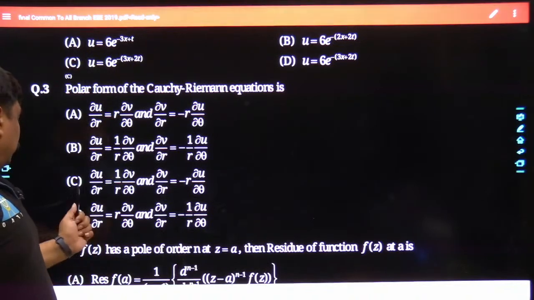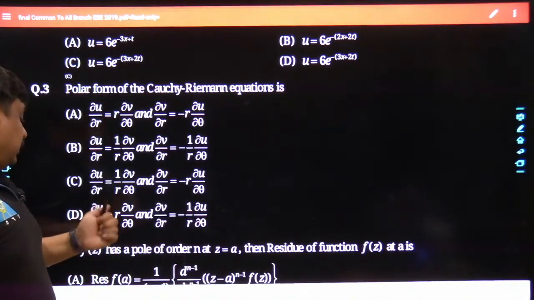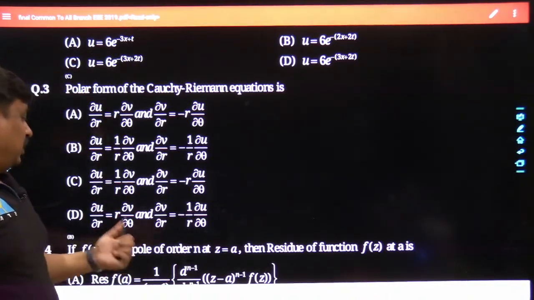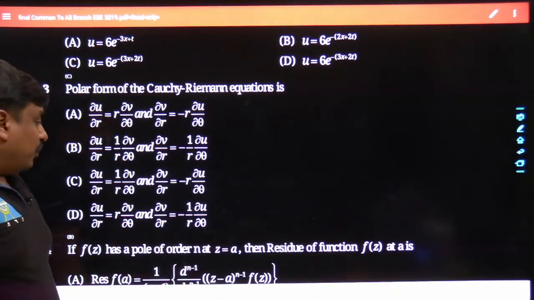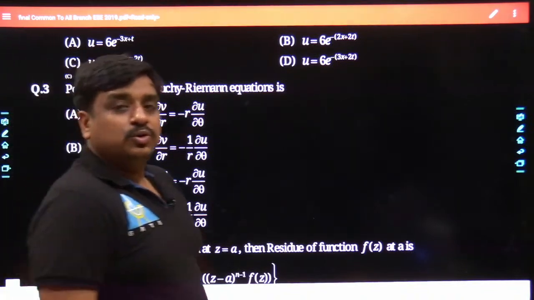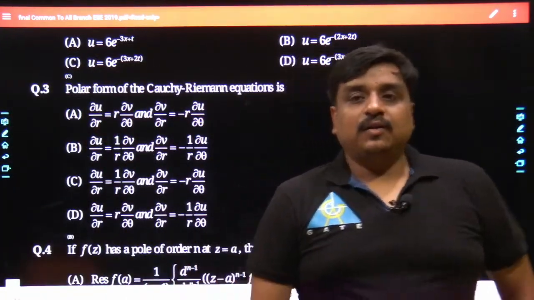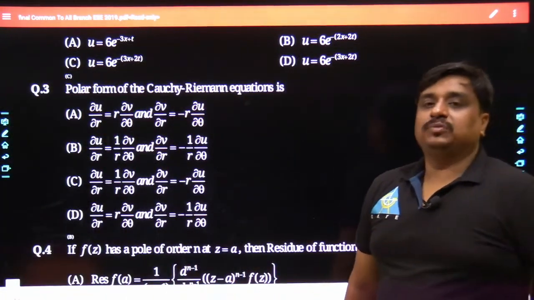And the last option goes like ∂u/∂r equals r ∂v/∂θ, and ∂v/∂r equals minus 1/r times ∂u/∂θ. Tell me, what would be the best answer?